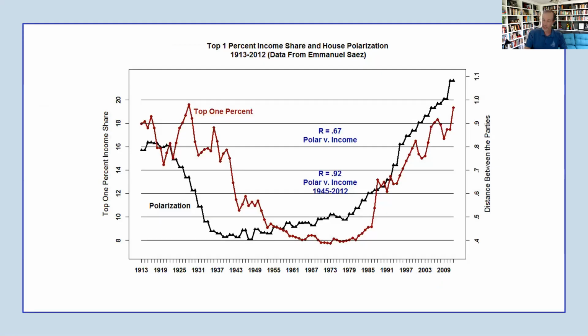This is also looking at income inequality. And so we have two series here. One, the red one, is the percent of the income for the top 1%. So basically how much money the top 1% are making out of the total income in the economy. So when this red line is higher, the top 1% are doing better. When it's lower, the top 1% aren't doing as well.